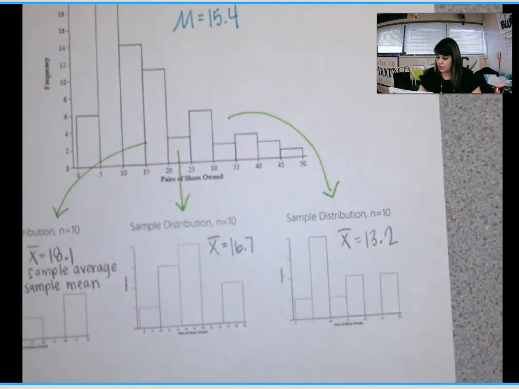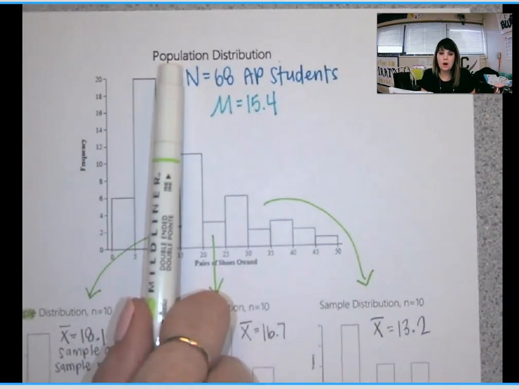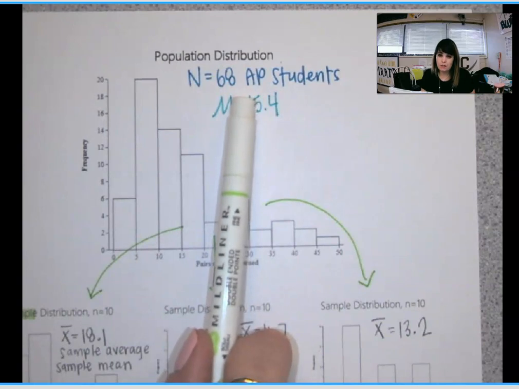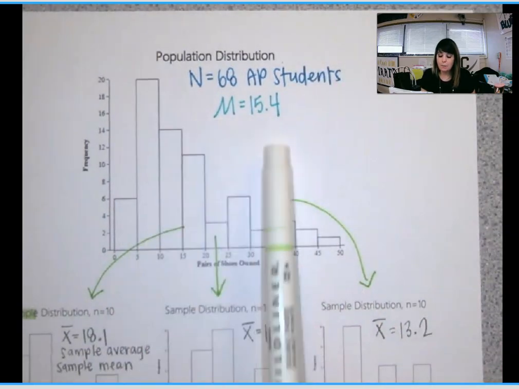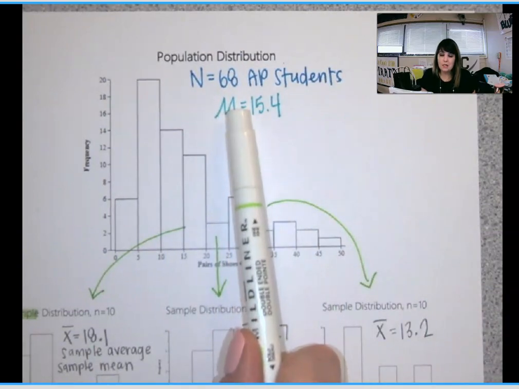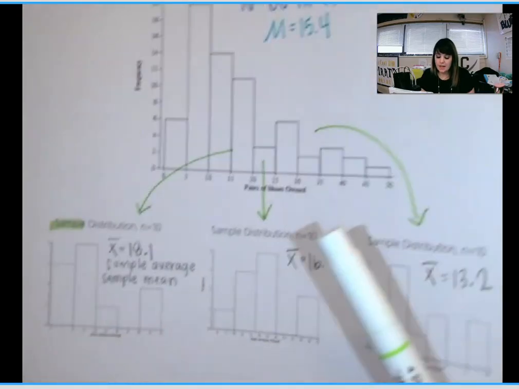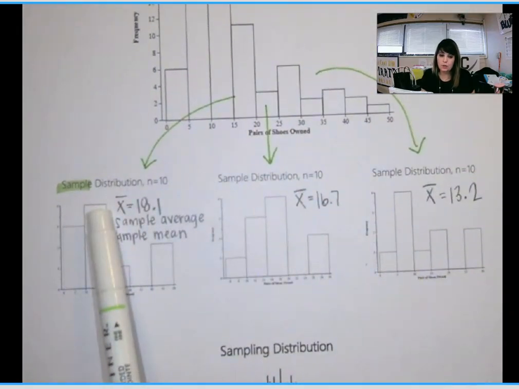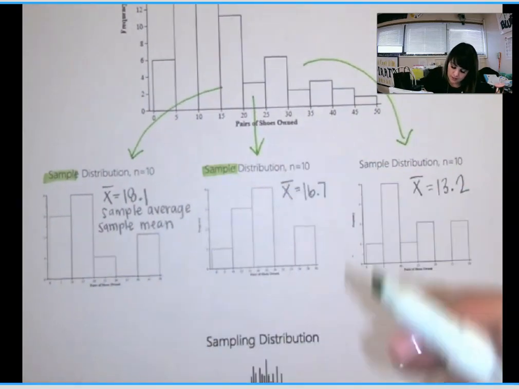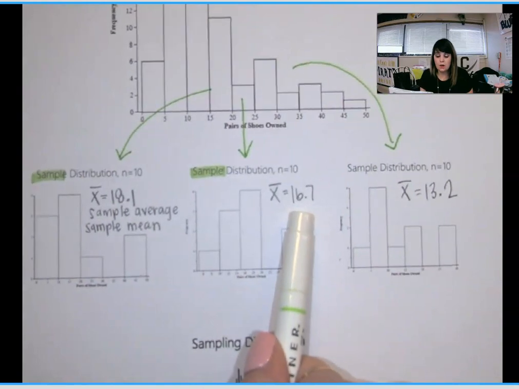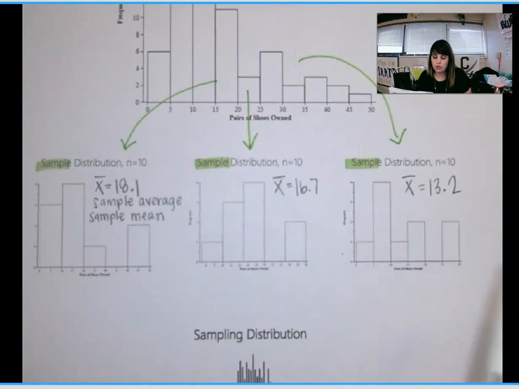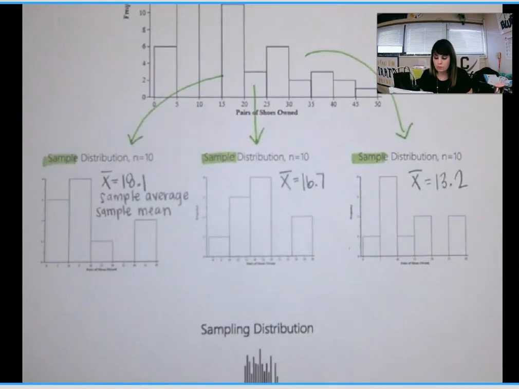So the key thing to note at this point is this is a population distribution. It has a true average of 15. We could take samples from this population to estimate this value if we didn't know it. So we have one sample distribution here with a mean of 18.1. And here we have a sample distribution where the mean was 16.7, and a third sample distribution where the mean was 13.2.